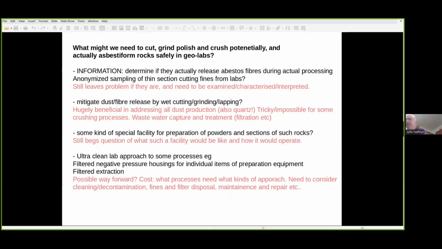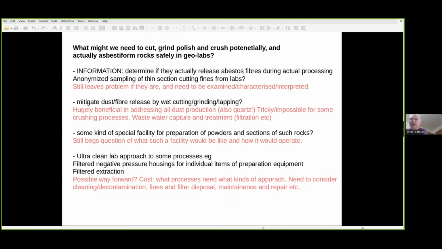What might we need in terms of knowledge and risk assessment and procedures and protocols to cut, grind, polish and crush potentially and actually asbestiform rocks safely in geolabs? It seems we need information, to see how different kinds of potentially asbestiform but not known to be asbestiform rocks might release asbestos fibres during actual processing in actual geolabs.